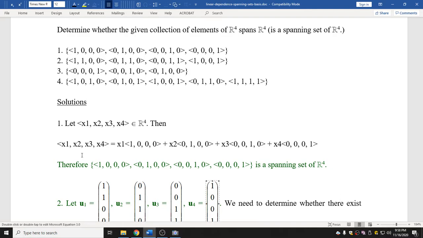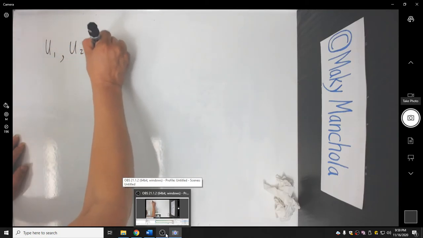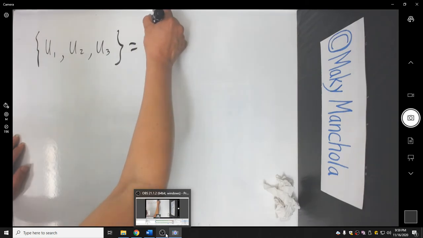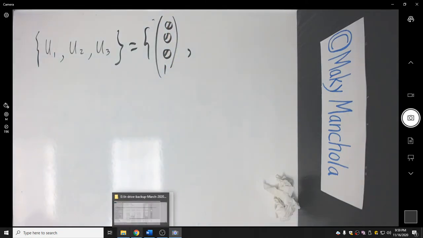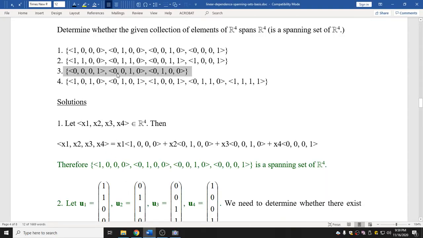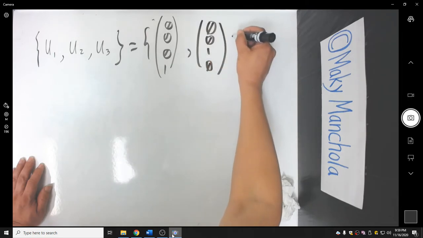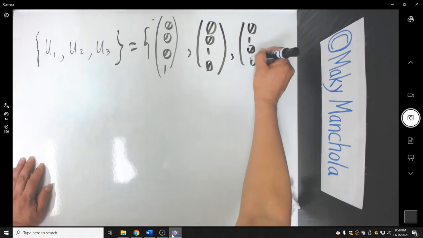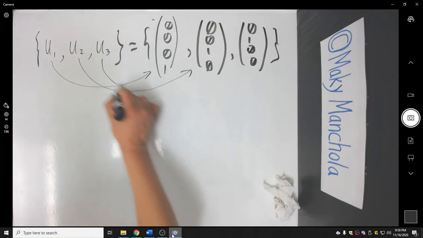So let's try it. I want to form a linear combination of my given elements of R4. So here is my set, U1, U2, U3. There are 3 elements in that set. So explicitly, 0, 0, 0, 1, and then 0, 0, 1, 0, and then the last one is 0, 1, 0, 0. The first one is going to be U1, the second one is going to be U2, the last one is going to be U3.